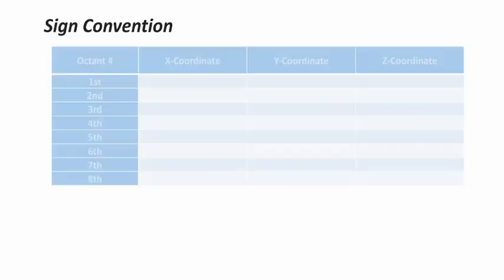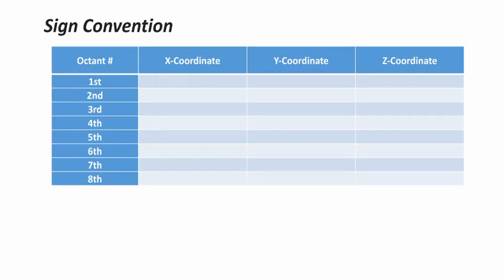Sign convention. In the first octant, the x coordinate is positive, the y coordinate is positive and the z coordinate is also positive. In the second octant, x is negative, y is positive and z is positive. In the third octant, x is negative, y is negative and z is positive. In the fourth octant, x is positive, y is negative, z is positive.